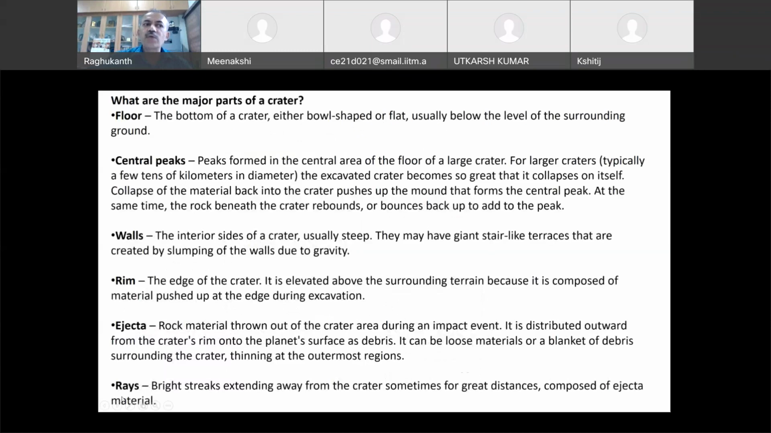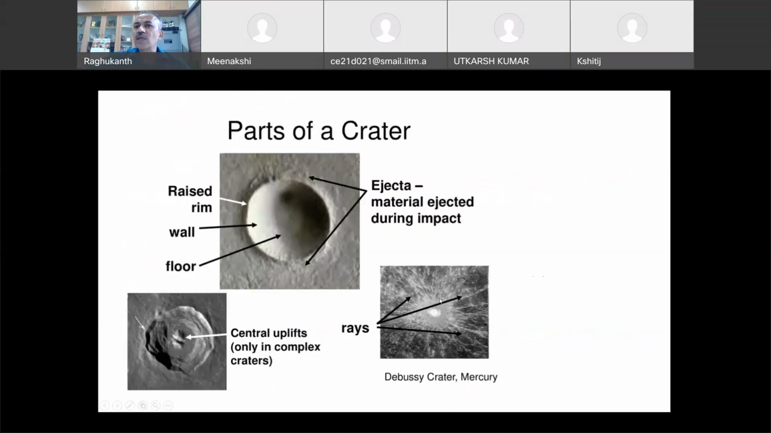Then rays also we use: the bright streaks extending away to great distances, composed of ejecta material. So we call this rays. So this is, I think, a typical crater on Mercury. The rays are bright also, I told you last class, that means it's a young crater. So these rays, all the ejecta basically, is material which flies off from this region. It follows this type of paths. So we call this rays itself.